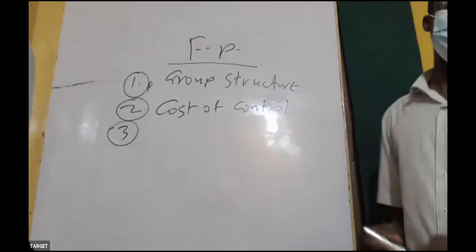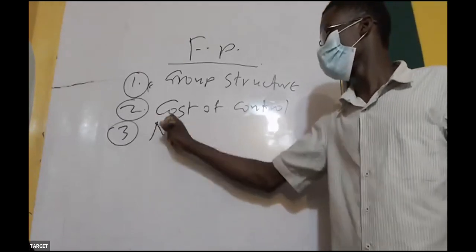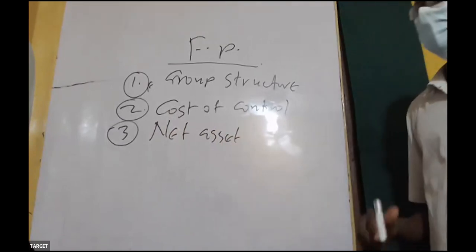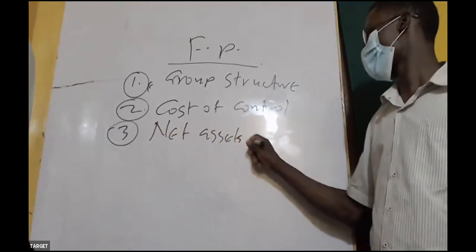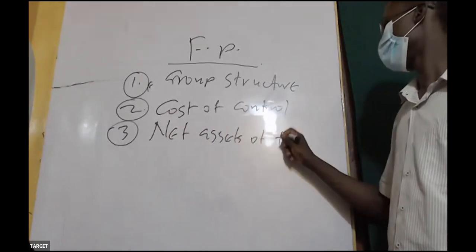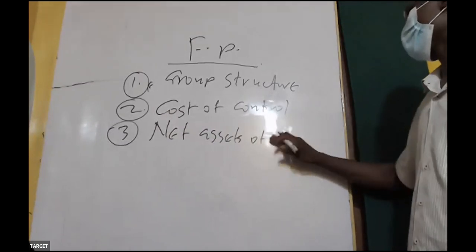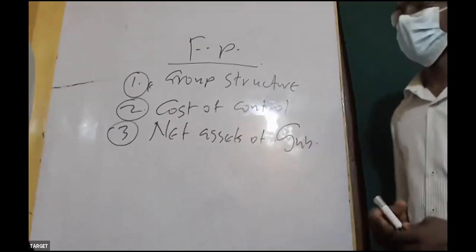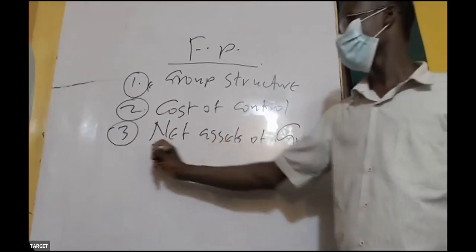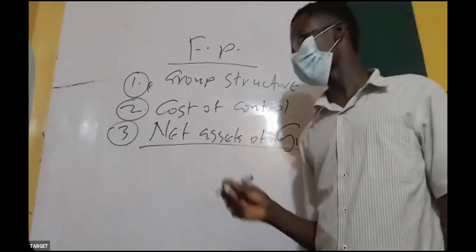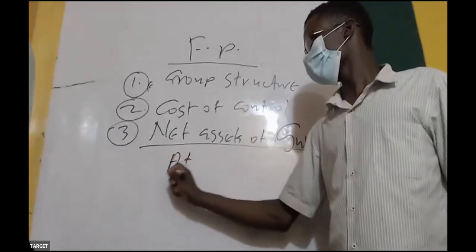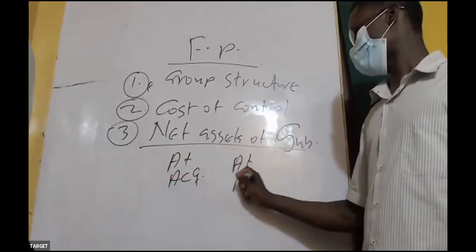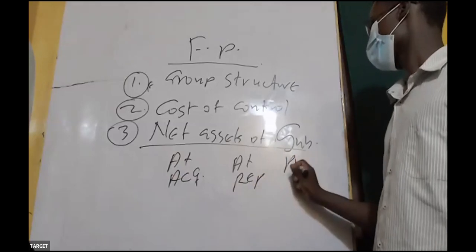Workings number 3. You need the net assets of the subsidiary. So here you start by telling us the format, everything in there: at acquisition, at reporting, and then post acquisition.